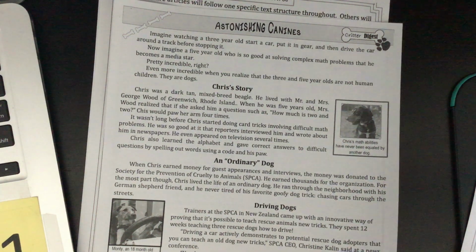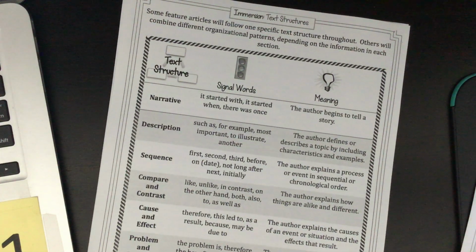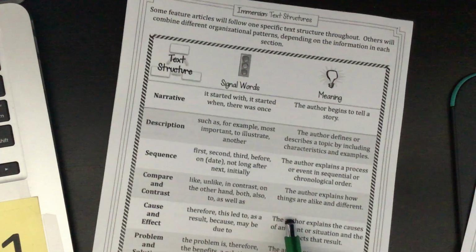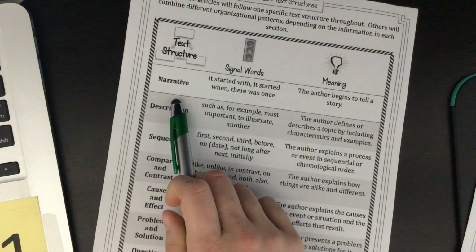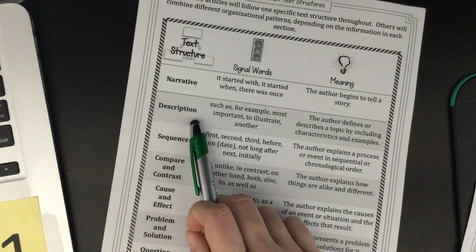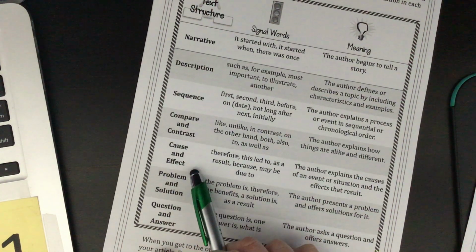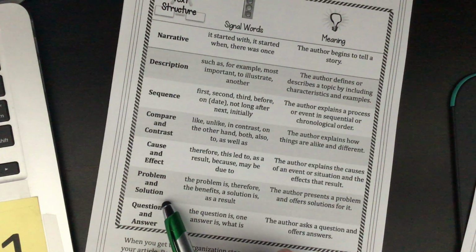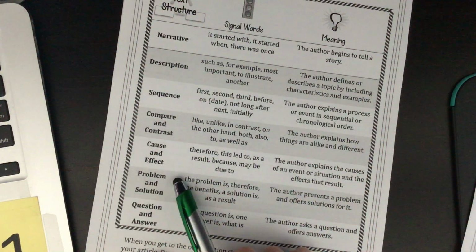If you're confused, or if you maybe have forgotten what those look like, we also have posted on Canvas different types of text structures. We've gone over these, but it's been a while. They can be written in a narrative format, which we did at the beginning of the year, kind of just starting a story. Description, sequence, compare and contrast, cause and effect, problem and solution, question and answer. Depending on your topic, what you guys end up choosing to write, your text structure is going to look different.